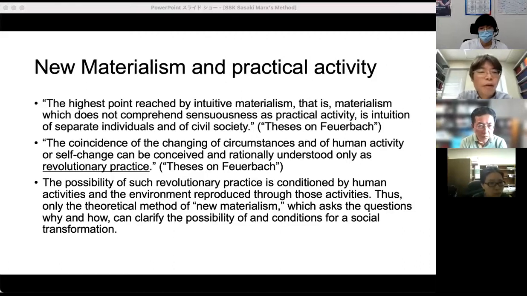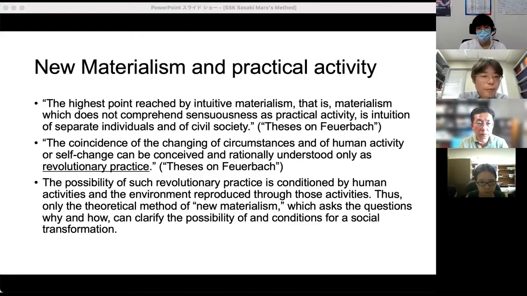Existing relations can only be transformed by transforming the life praxis of individuals, not through the Enlightenment activities of philosophers. As Marx points out, the coincidence of the changing of the circumstances and of human activity or self-change can be conceived and rationally understood only as revolutionary practice.